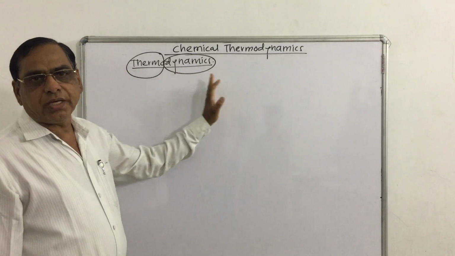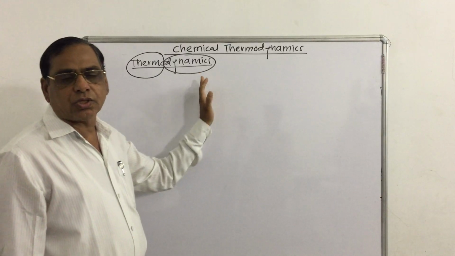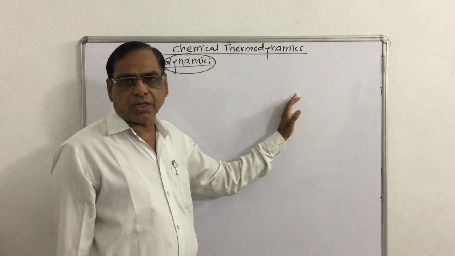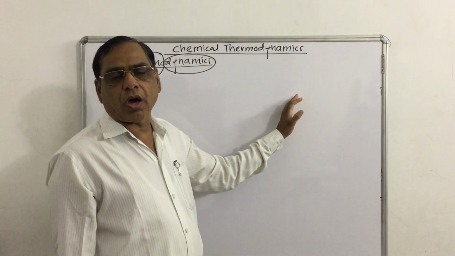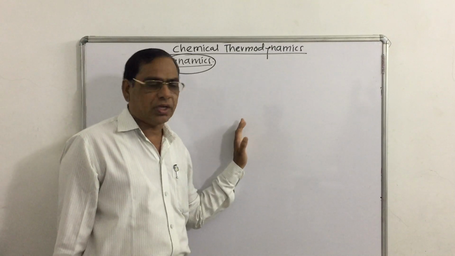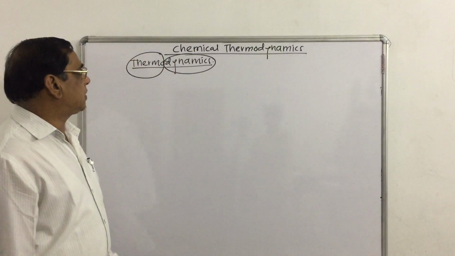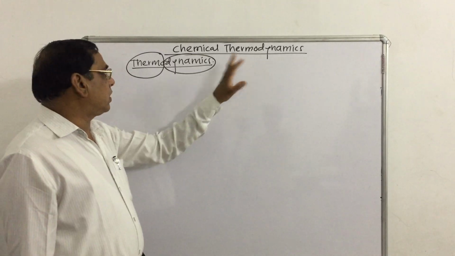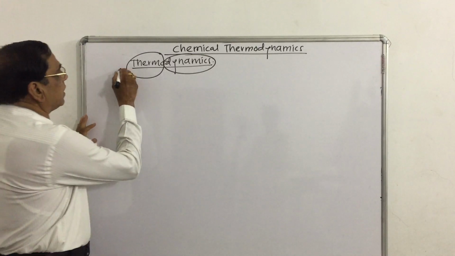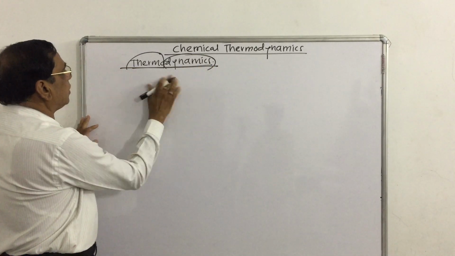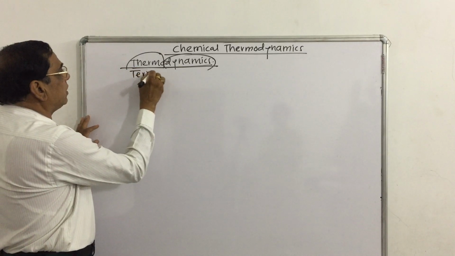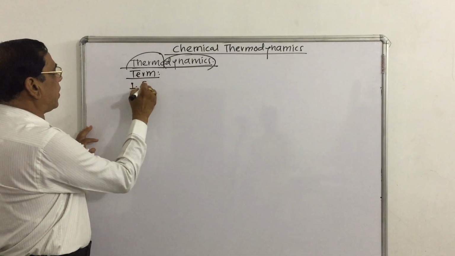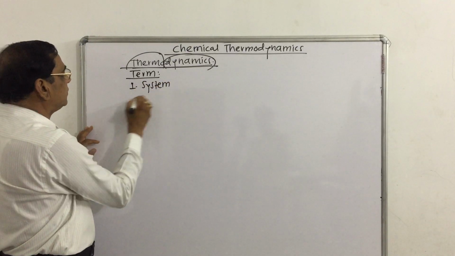It is a branch of physics, or a branch of science, that deals with the study of energy changes during physical or chemical transformation. That is called thermodynamics. While studying thermodynamics, there are some important terms we have to learn, or we can say the nomenclature in chemical thermodynamics. The first part we will take is what is meant by system.